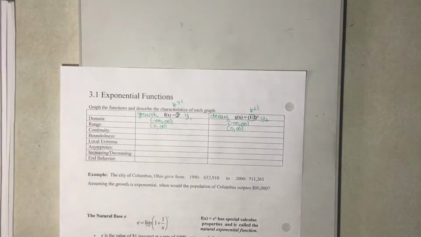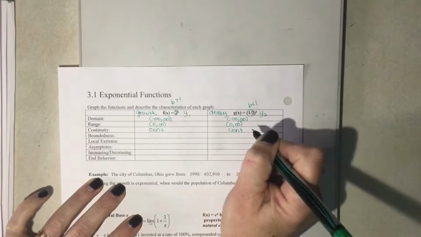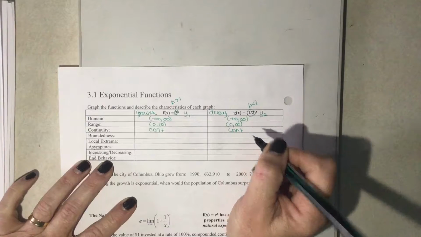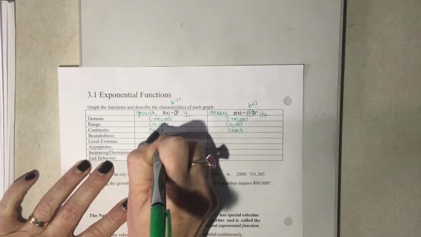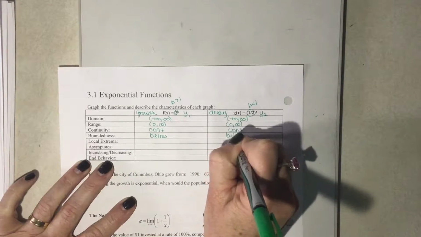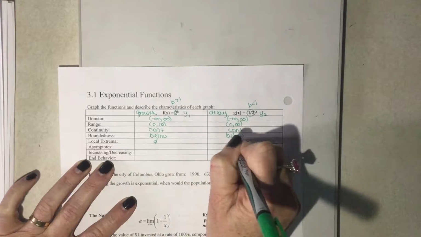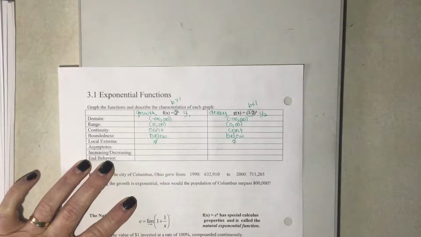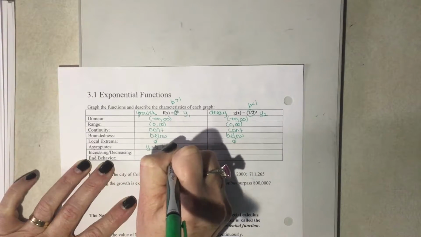Do they both look continuous? Yes, because I could draw both of them without lifting up my pencil. The boundedness, similar to what we talked about yesterday, they're both bounded below because there's no points that lie below either one of those functions. Do either one of them have a max or a minimum? Nope, so there's no local extrema on either one of them. Do they have an asymptote or asymptotes? A horizontal at y equals 0.